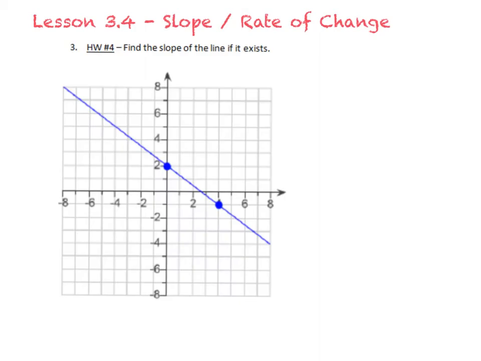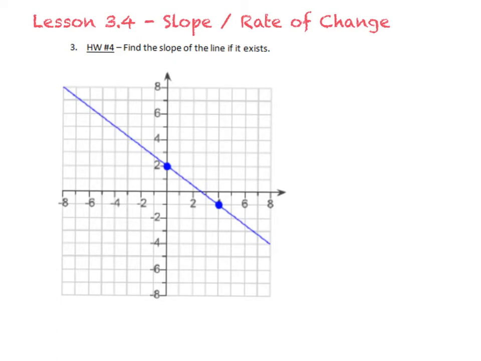The third example corresponds with homework problem number 4 on your assignment. And this time we're not given 2 ordered pairs like we were on the first 3 homework problems. We're given an actual picture of a line. Now again, you need to refer back to that very first section of your guided notes. If you're given points, use the formula. If you're given a line, use rise over run. So that's what we're going to do.